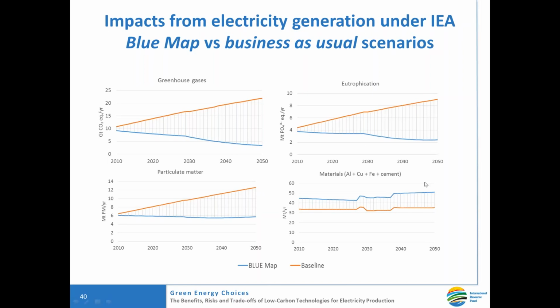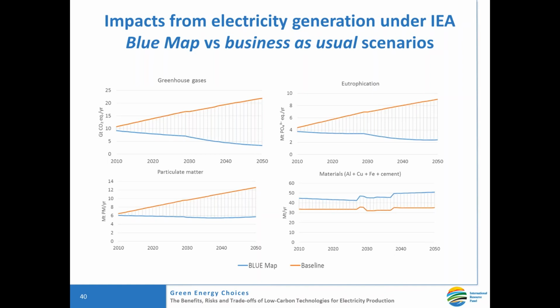And finally, I'm coming to the materials here. So here we're looking at those four major materials that power systems are made out of. And we can see that throughout the time period of the scenario, we will require more materials to implement a climate mitigation scenario than we would need to continue on the business as usual path.